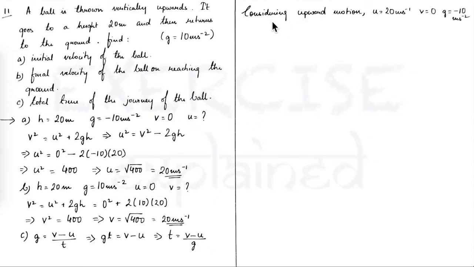Now we consider only upward motion. So when we consider upward motion, initial velocity is equal to 20 meter per second.